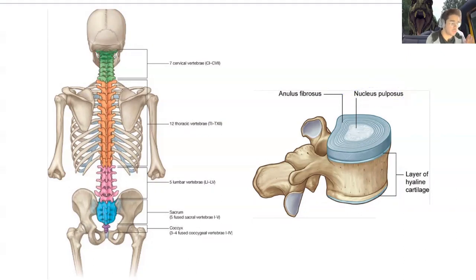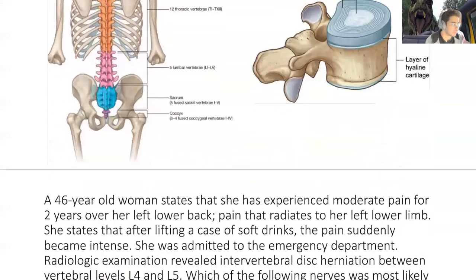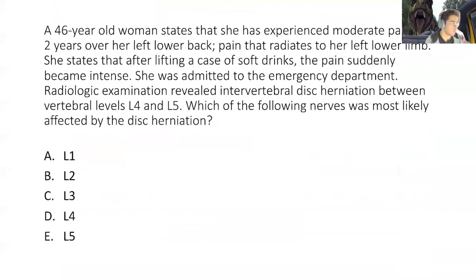So nucleus pulposus, notochord. Okay, high yield. Keep that in mind. They love asking questions about this. So let's put a question on the table. I'll give you guys about 30 seconds to look through, and then I'll try to explain the questions.